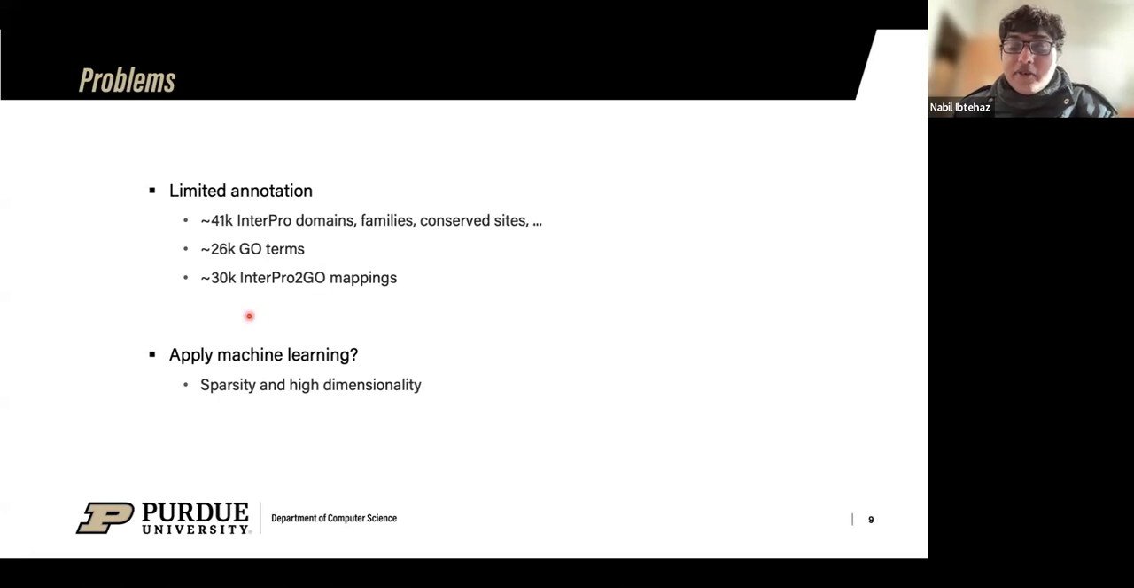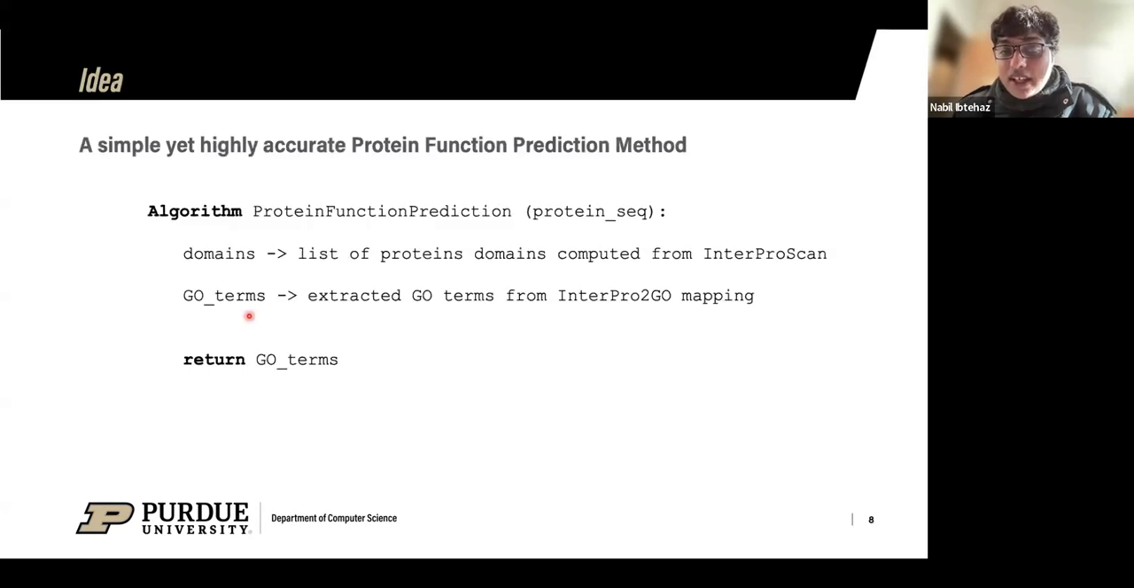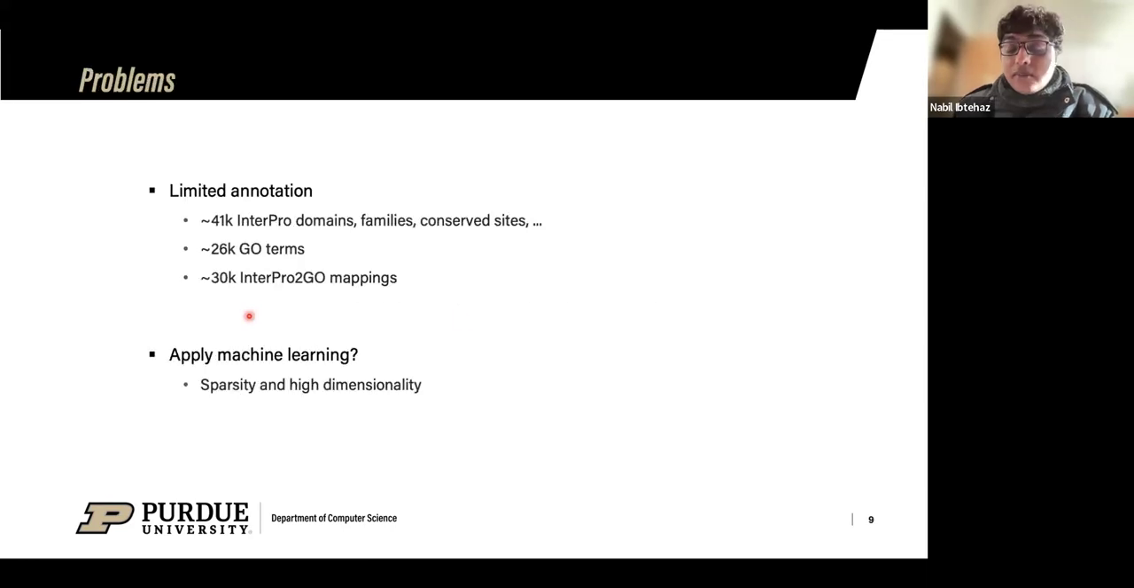So therefore, if we try to develop a method like what I presented here, it will lack in terms of coverage. We will provide a set of domains and we will try to predict a set of functions. But the issue is that this kind of data is very sparse and high dimensional. We can just see that our input will be like 41,000 dimensional and output will be 26,000 dimensional. So it will be very difficult for us to train suitable machine learning models with that.